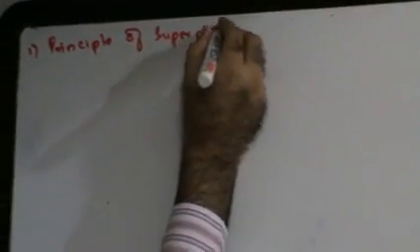Now, let's see this. What do we understand by principle of superposition? Principle of superposition of waves. Now guys, we are still assuming that light travels in the form of waves, right?